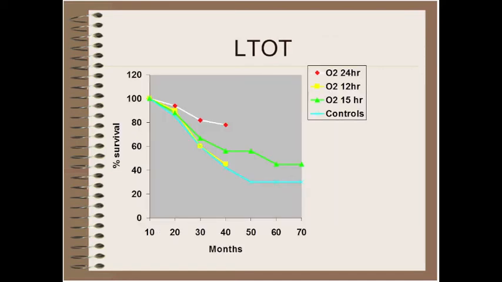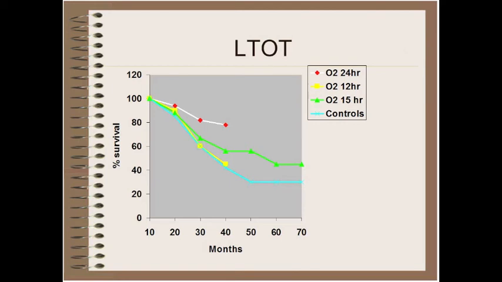And this graph is a summary of both of the trials put together. So the blue line at the bottom is a control group that had no oxygen, and the axis on the left is the survival and time along the bottom. And as you can see, there was actually no benefit of having oxygen 12 hours a day as opposed to no oxygen at all in this group of COPD patients with hypoxemia.